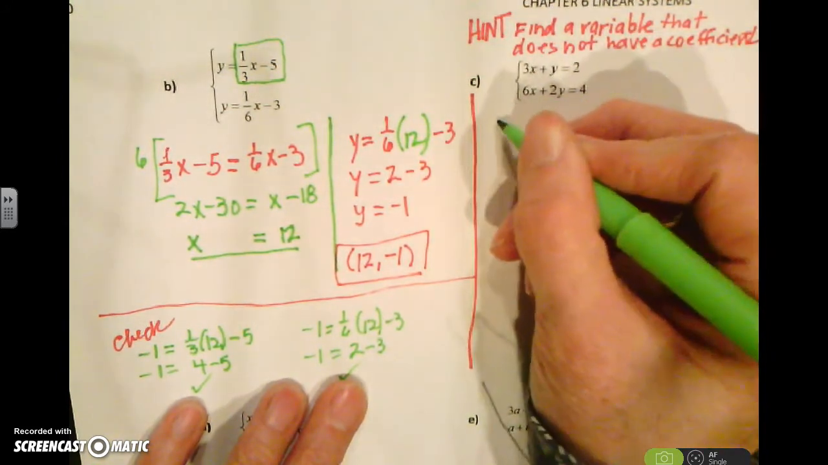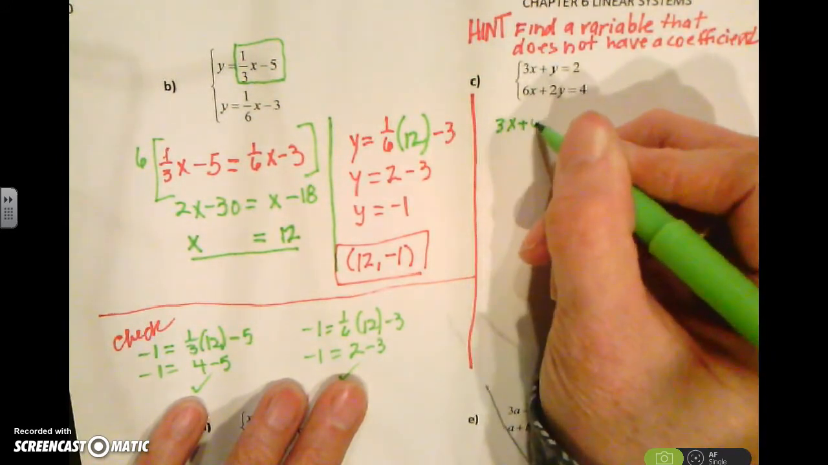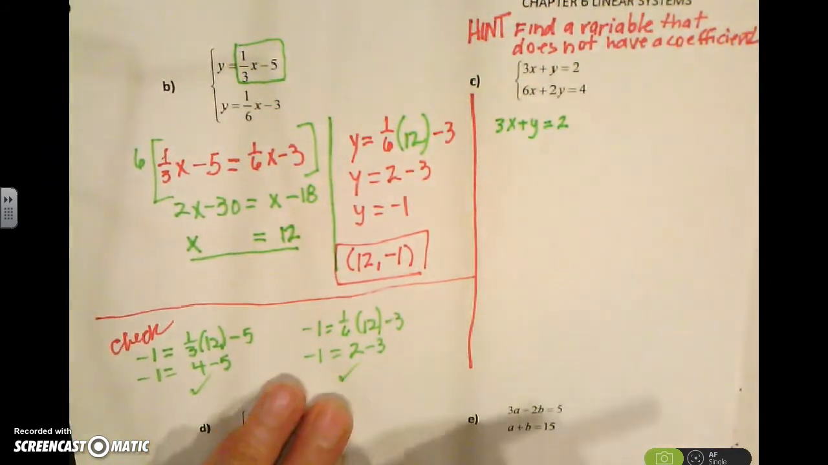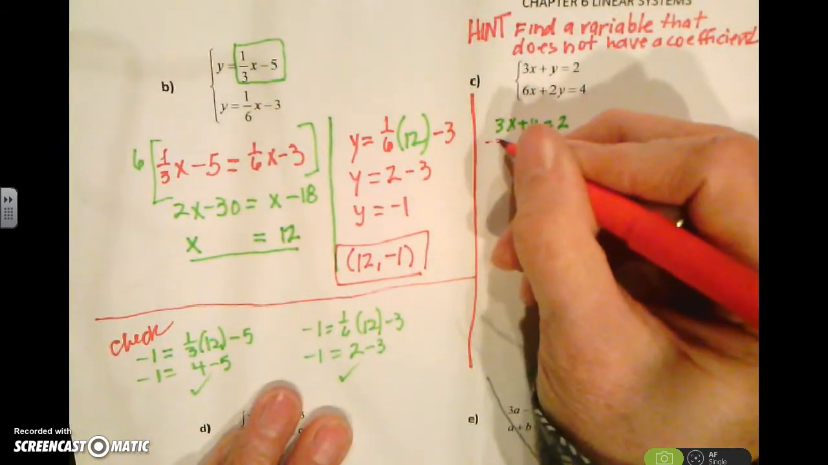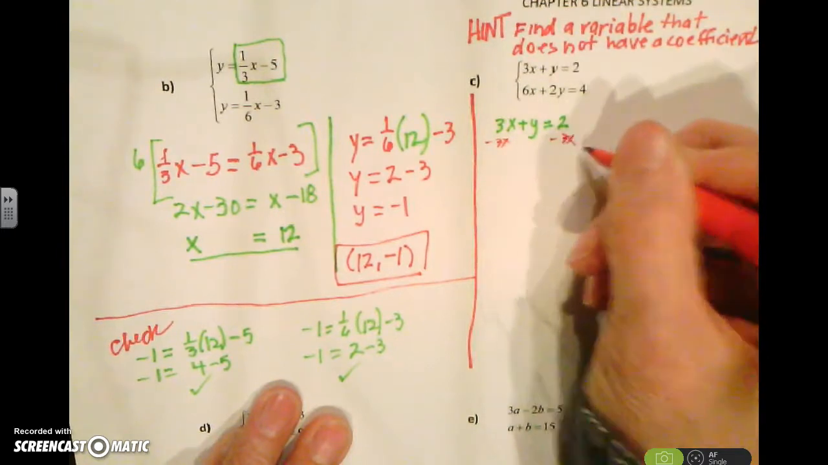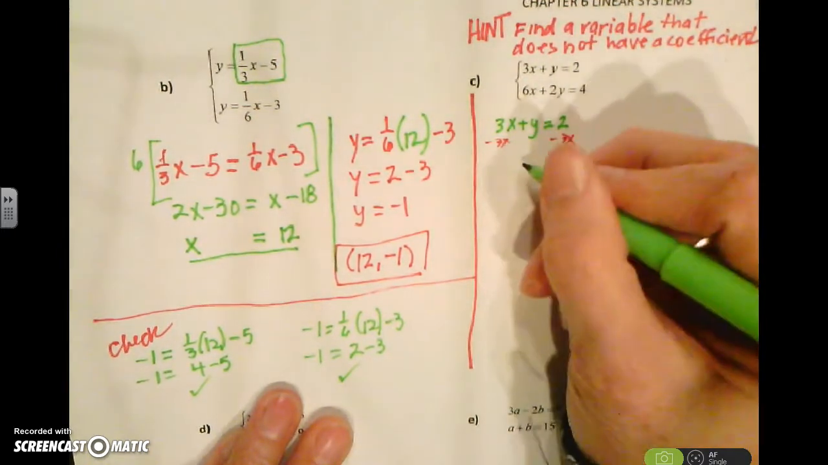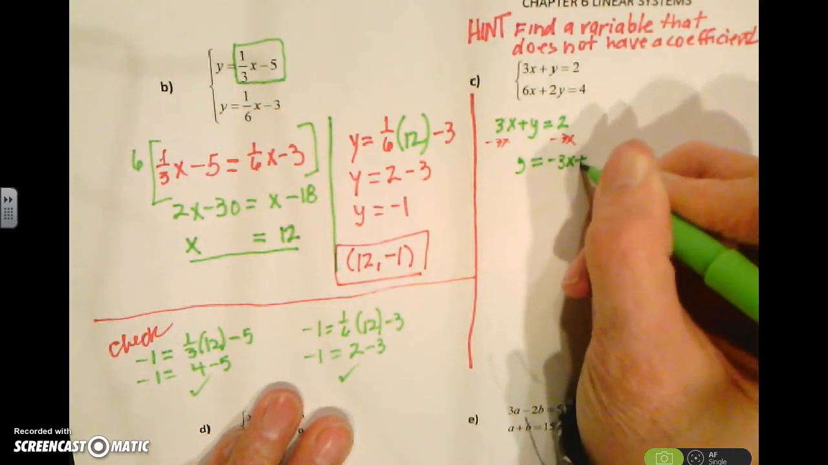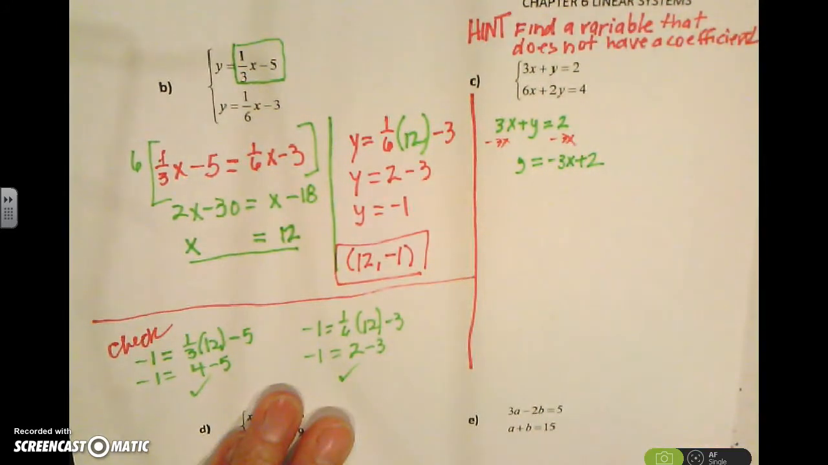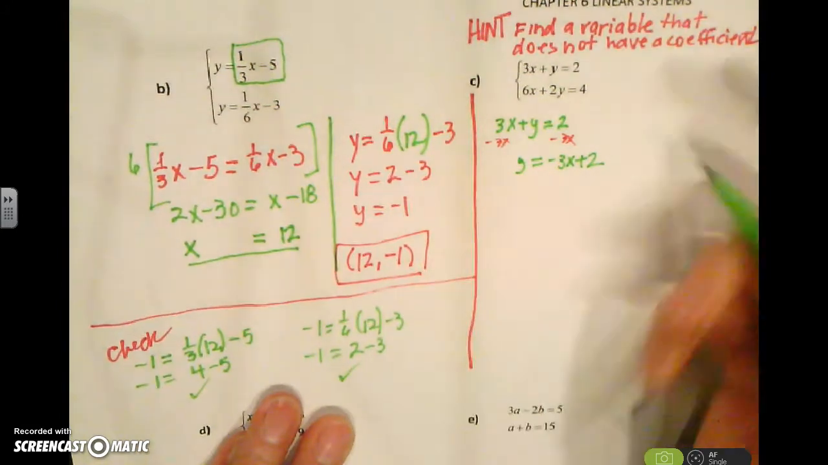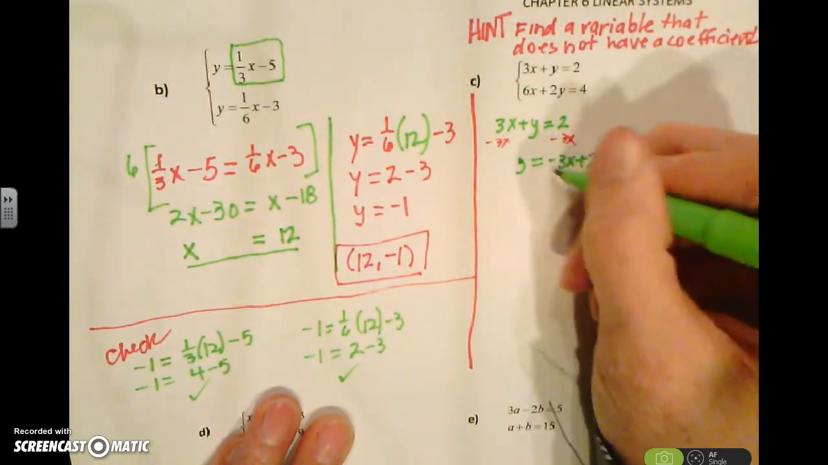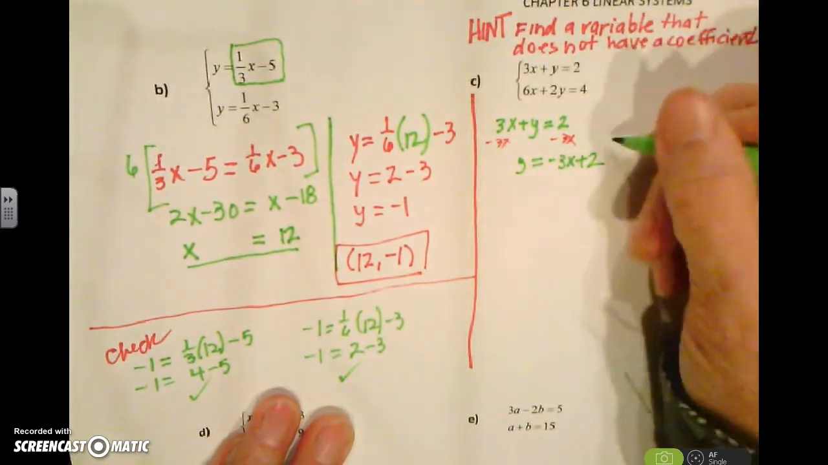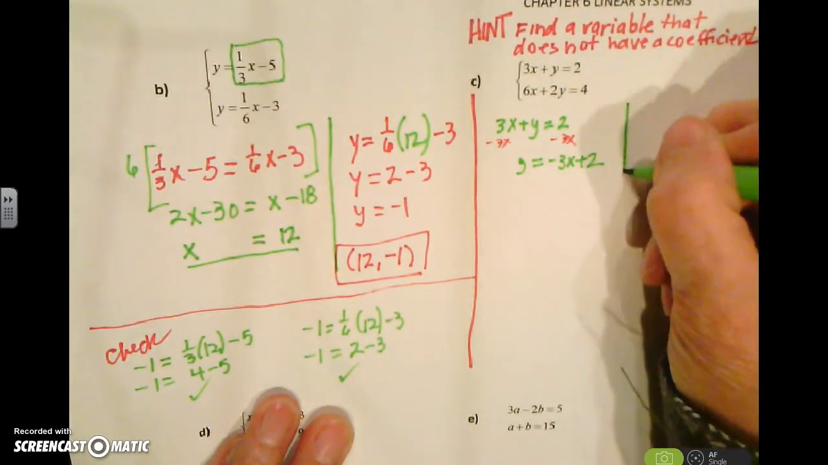So I'm going to take 3x plus y equals 2, and I'm going to solve it for y. So I'm going to subtract that 3x from both sides, and that's going to give me y is equal to negative 3x plus 2. So I want to start that way, and now I want to take this negative 3x plus 2 and plug it into the other equation. So I'm going to draw a line right there.